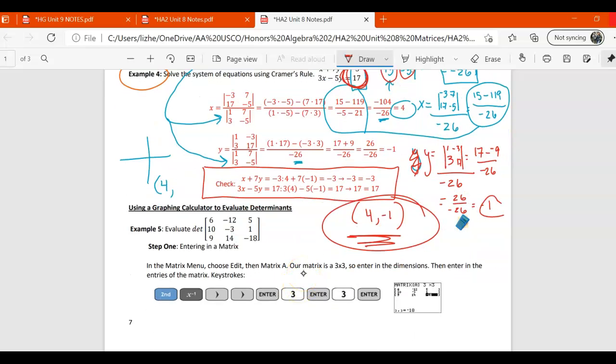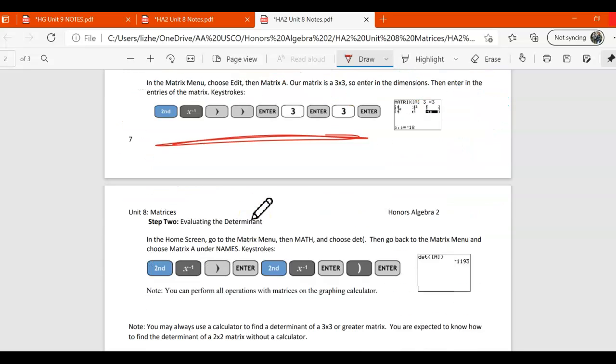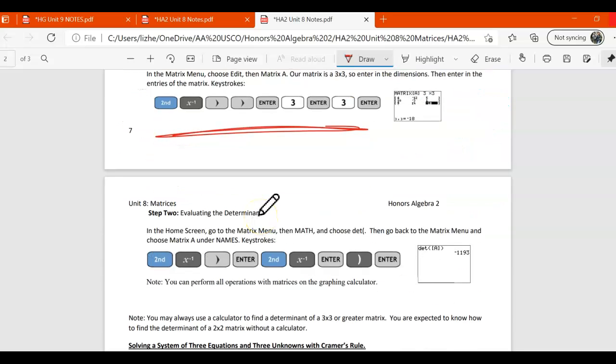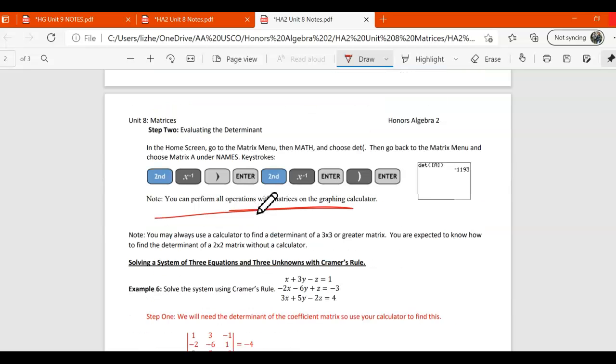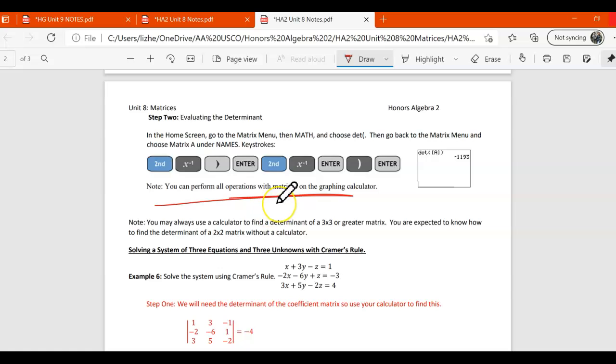Here, this is using a graphing calculator for determinants. We talked about this in class already. Here's your steps though, so if you don't remember how to do it, refer to that. And then here are the graphing calculator instructions on how to find the determinant of your matrix. And now we're going to do Cramer's rule with 3 equations.